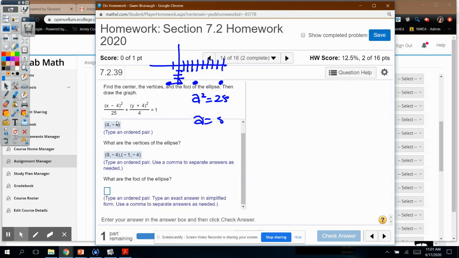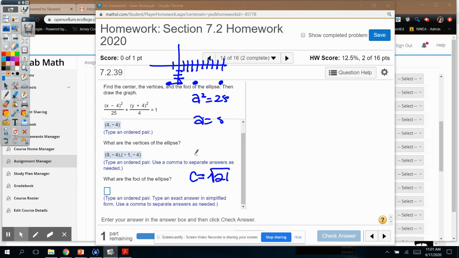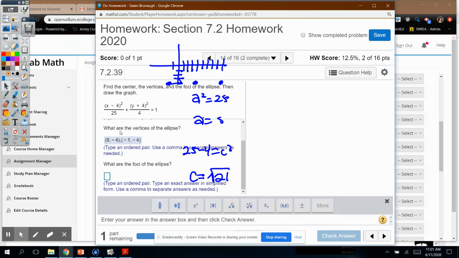Find the C. My C is the exact same. Is this the same? It's a very similar problem. C is going to be the square root of 21 again, because 25 minus 4 is C squared. And I'm going to count left or right from the vertex again. So I'm still down 4 no matter what happens, but I'm going to take that original center, which was 4, and I'm going to add the square root of 21 one time, and I'm going to subtract it the other time, but the whole time I'm down 4 still.